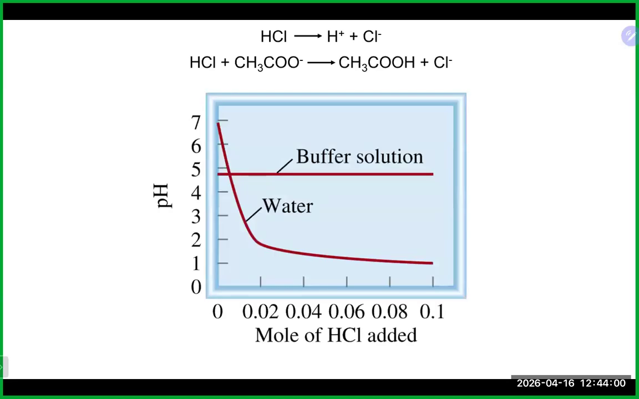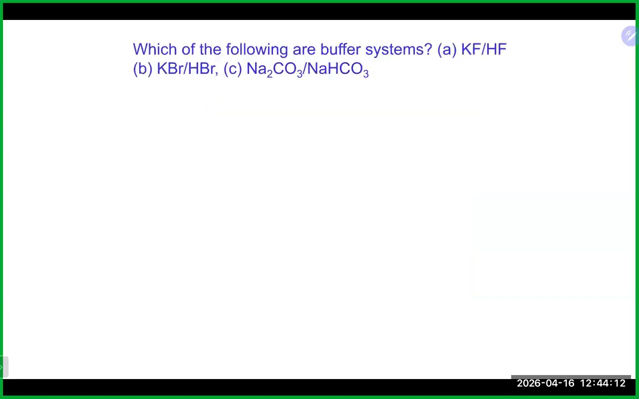So here's just a graph again, talking about what we've been talking about. Buffers should resist the big changes in pH. Again, here a non-buffer solution, you can see pretty dramatic change in the pH as you add acid to it. All right, which of the following can be buffers? Can the first one be a buffer, second or third? Take a look there. Are all of them?